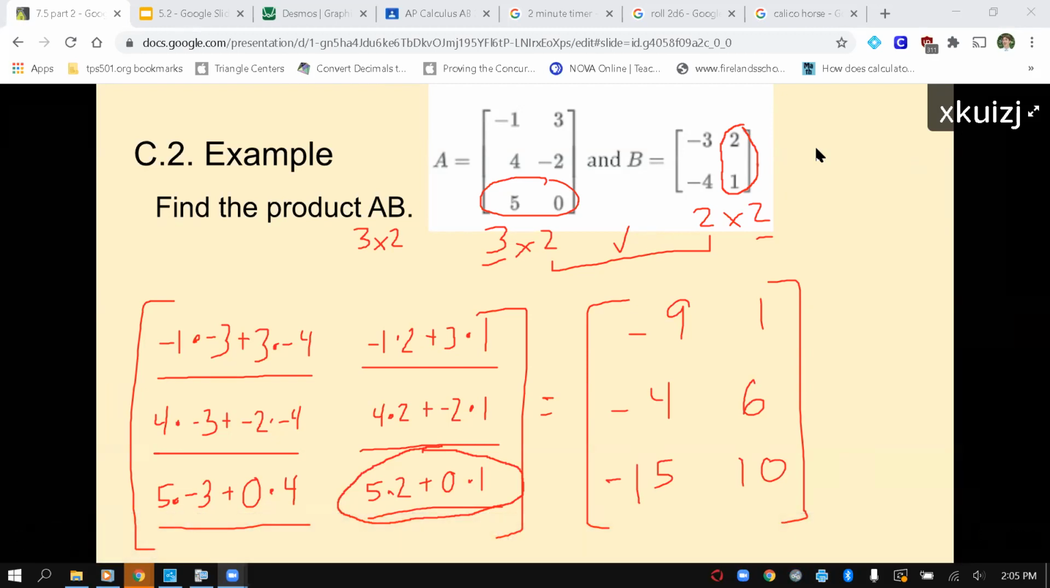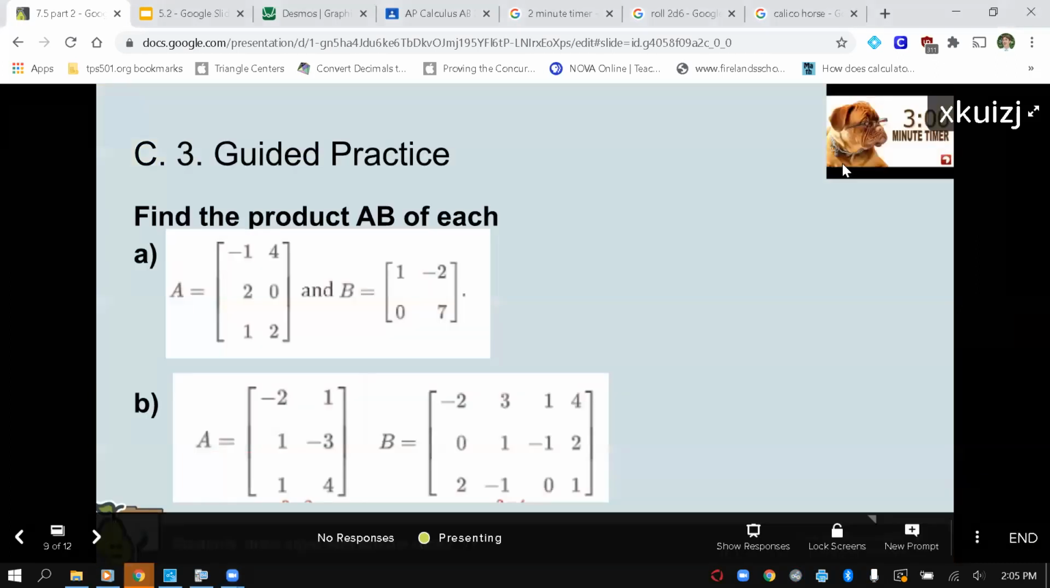All right, clear this. It's your turn. And look, you get to do 2 of them. It's like winter break came early again. Find the product of A and B for both of these.